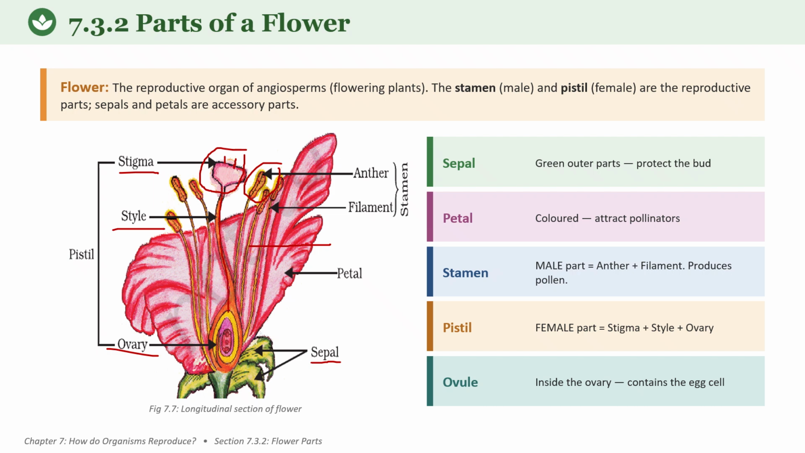Yes, and ovary contains the ovules. And what is its function? It produces the female gametes. And what is this ovule, children? What is its function? Actually, this ovule contains the egg cell. So this is for the future development. So after fertilization, what happens? This ovule is converted into seed.